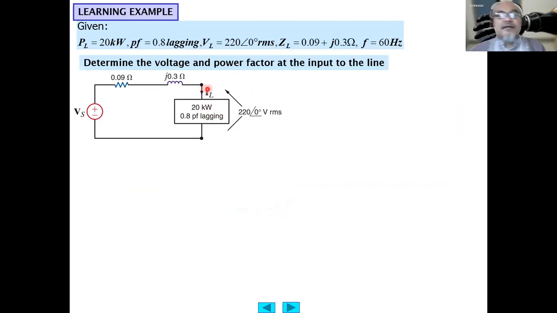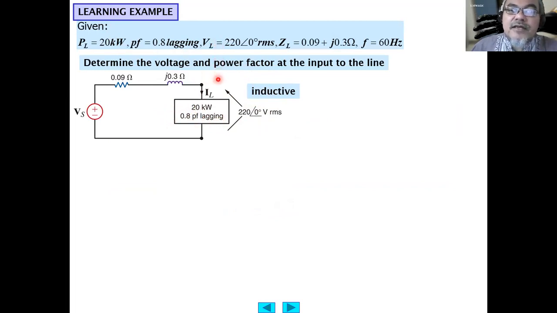Let's try to solve some example here. Here, for example, we have a load having an active power of 20 kilowatt. So the power factor is 0.8, lagging. So it means it is inductive. The current IL is lagging the voltage, with the power factor of 0.8.